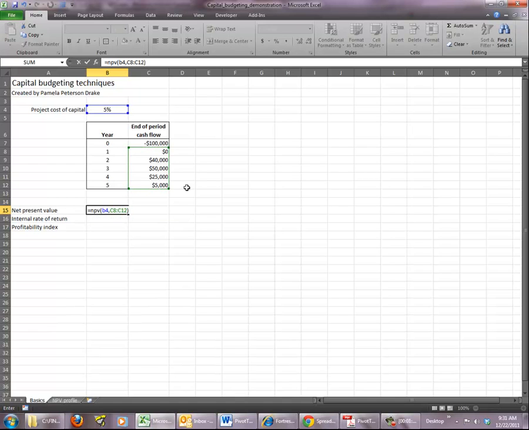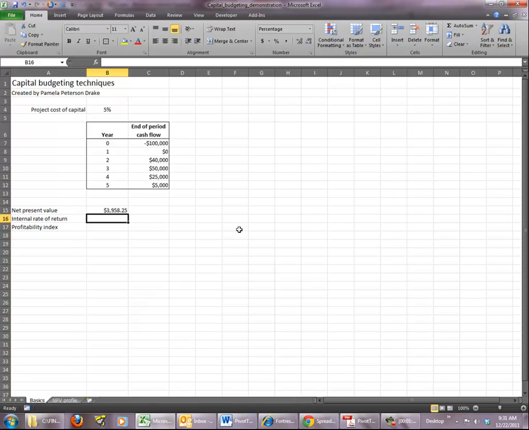We're going to close the parentheses, and then we're going to also add the outflow, which occurs at time period 0, or today. Entering that, we end up with a positive net present value of $3,958.25.